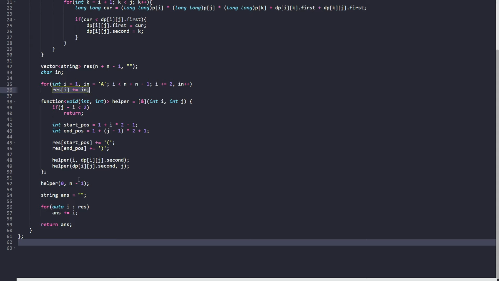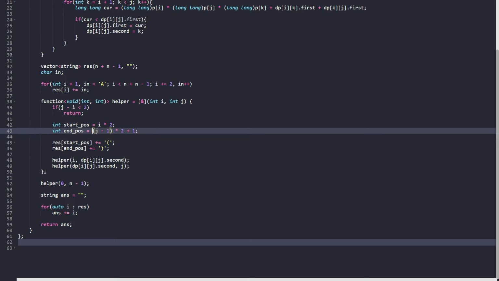Now I have my helper function. You see I call my helper function on 0 comma n minus 1, that is the initial I and j. Now if j minus I is less than 2, that means there will be less than 2 matrices in this particular range. That is why I just return from here, because there are no matrices to multiply. Then I can find the starting and ending position. You see that this plus 1 is not actually required. We can just remove this. Similarly for this. And now I can figure out what are the optimal positions.